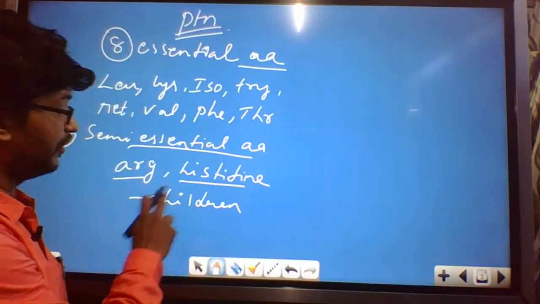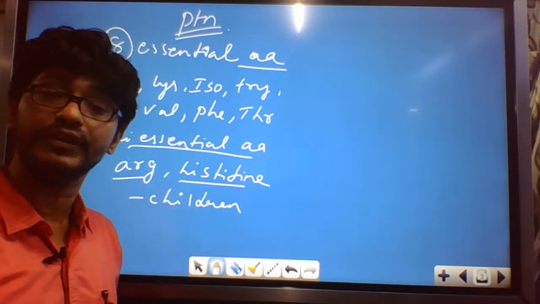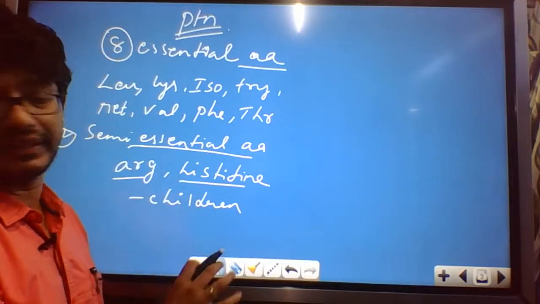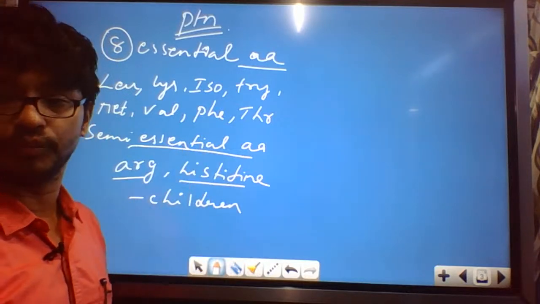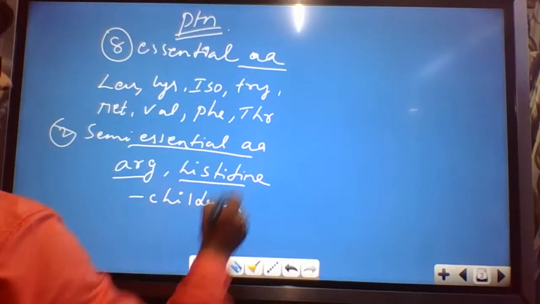அதுல அதிகமா இருக்கிற அமைனோ ஆசிட்ஸ் வந்து அர்ஜினைன் அண்ட் ஹிஸ்டிடின். This is responsible for the growth and development of the cells actually. அதுக்காக அந்த பர்டிகுலர் ஏஜ்க்கு மட்டும் இந்த அமைனோ ஆசிட்ஸ் வந்து கொடுக்கும். சரியா? So this is about essential and semi-essential amino acids.